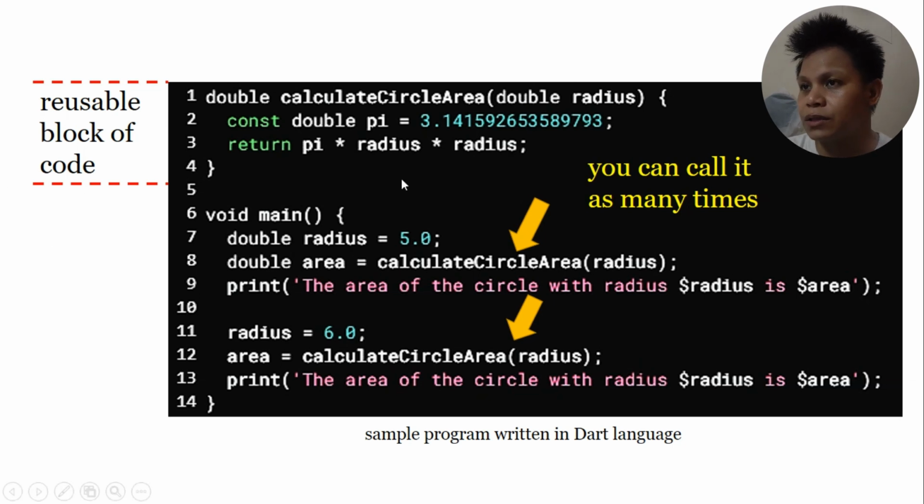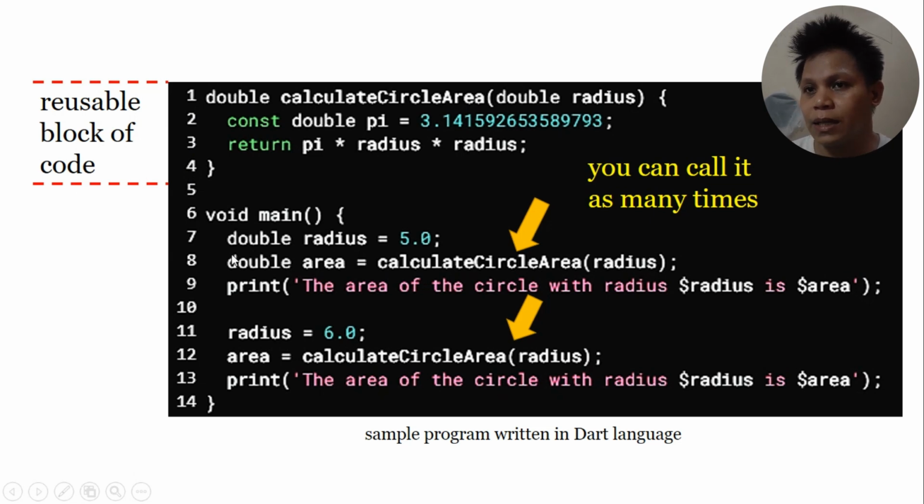And as you can see right here, it accepts a radius whose data type is double, and it also returns a double as the return value. And these are the instructions. Basically, it calculates the area of the circle based on the value of the radius. And these lines 1 to 4, we can reuse again in our program as many times as we want.